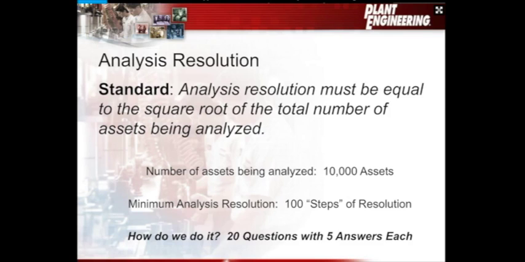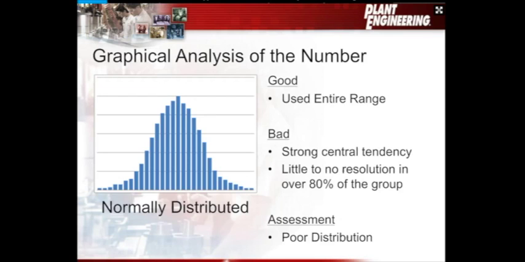Now let's look at some graphical analysis of how you can determine whether or not you have the right resolution. So here we see a normally distributed pattern, your traditional bell curve. This is a poor resolution of criticality analysis. It does use the full scale range. However, 80% of the assets being analyzed are pretty much grouped together. They're all shoved together there in the middle. So we have no additional clarity after the analysis of what is truly significant to our business.